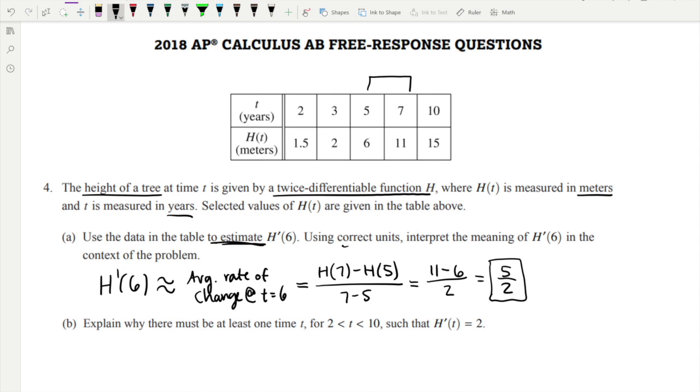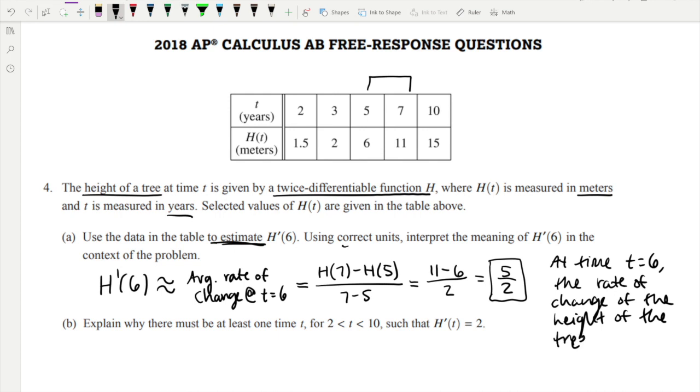We would say, this is estimating the rate of change of the height at time 6. So we'd say at time t equals 6, the rate of change of the height of the tree is about 5 halves. And what are our units? Well, the h values are in meters, and the time is in years. So this is 5 halves meters per year. Great, that's part A.